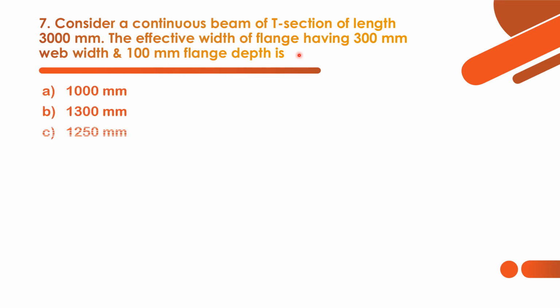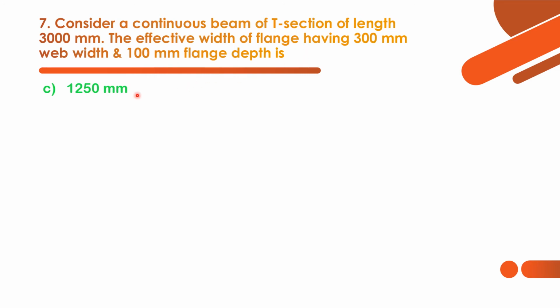Here they have mentioned a continuous beam of T section having a length of 3 meters or 3000 mm, and the effective width of flange, that is small b, as 300 mm. The width of the web, that is bw, is given as 300 mm, and the flange depth, that is df, is given as 100 mm. So we have to calculate the effective width of flange, that is bf.